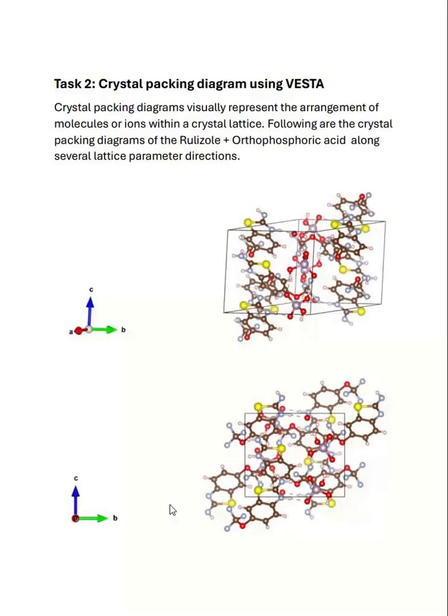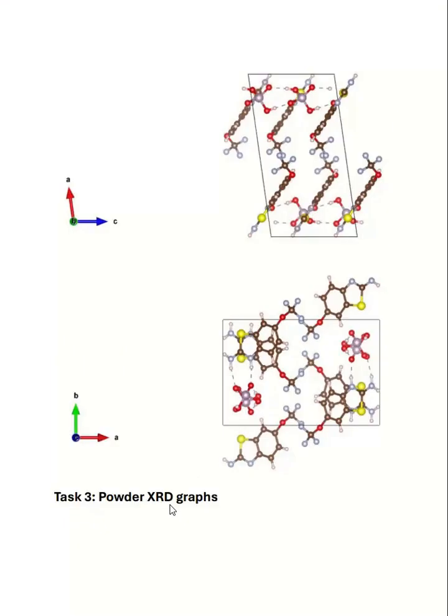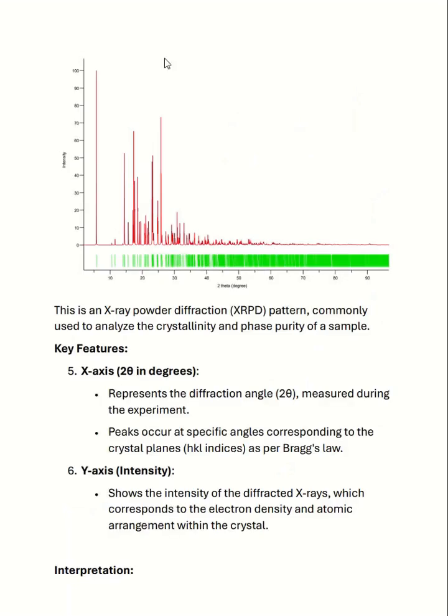These are the crystal packing diagrams along various axes A, B and C, and this is also the powder XRD of the third drug, which is rulizole plus orthophosphoric acid, and these peaks define the various electron density and atomic arrangements of the crystal. So thank you.